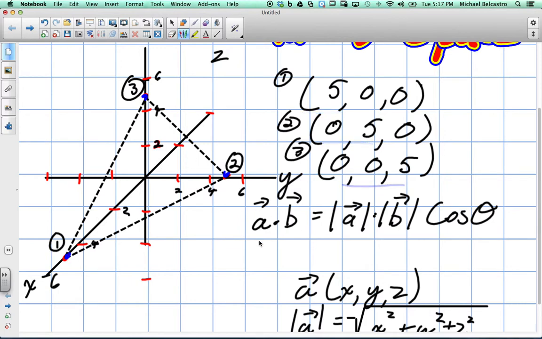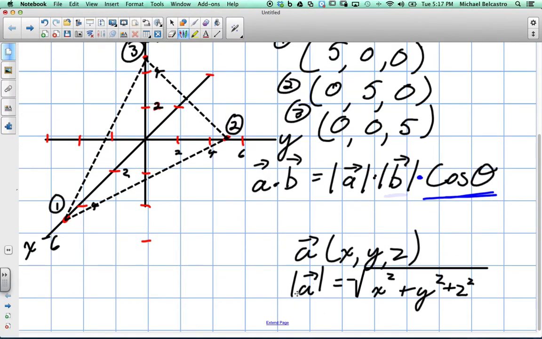And we have a couple rules here. We have our dot product rule, which says the dot product of 2 vectors is equal to the magnitude of one vector multiplied by the magnitude of the other vector multiplied by the cos of the angle between those 2 vectors. And if we're finding the magnitude of a vector, we use this formula, the root of each of the coordinates squared in 3-space.